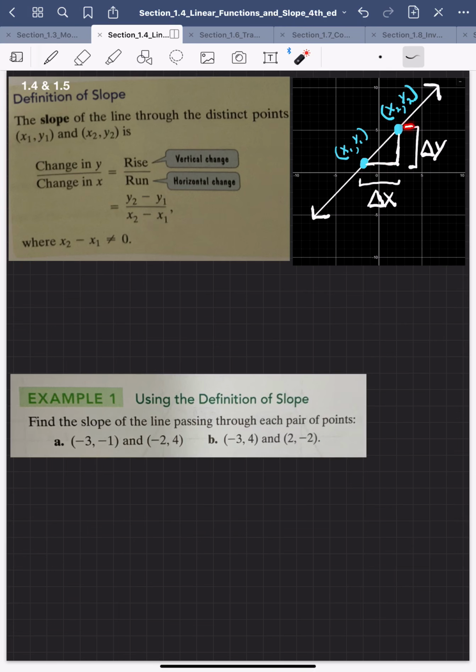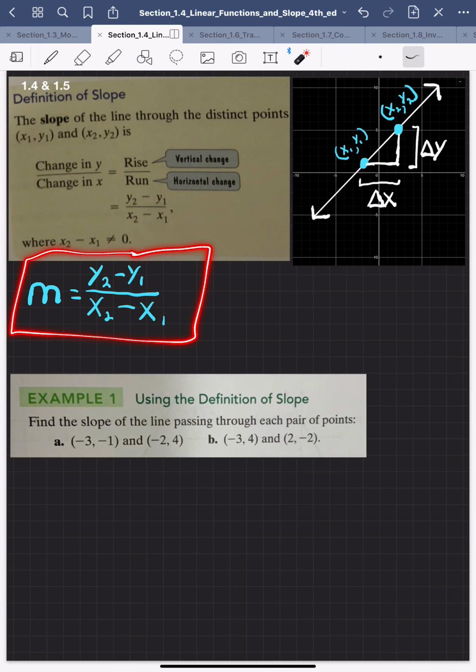Same thing here. If you want to know the change in y, it's going to be the second y value minus the first y value. So that gets us to our definition. The slope is simply the second y value minus the first y value divided by the second x value minus the first x value. That's it. That is your change. That is your slope. That's your rise over run, if you will.